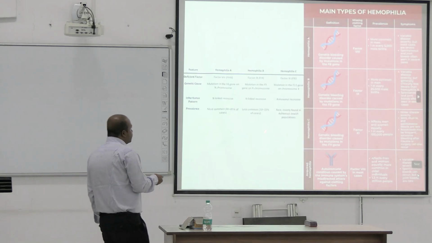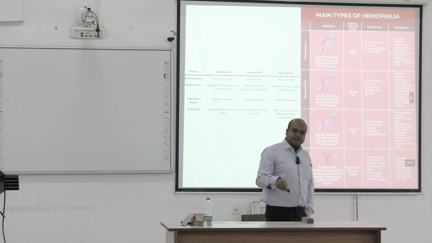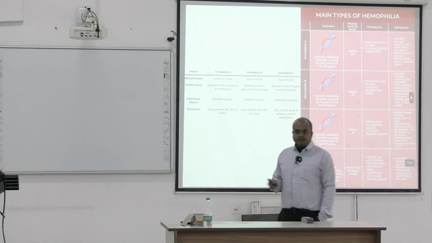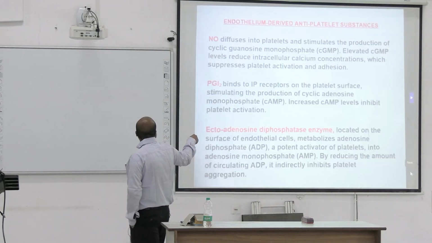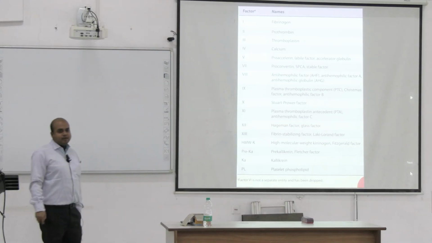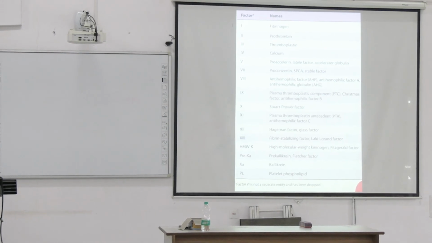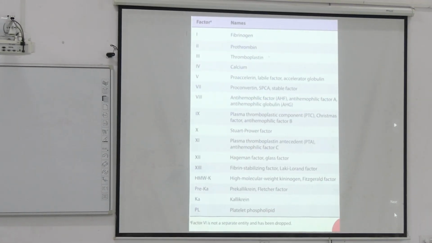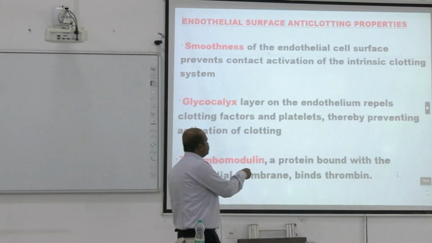But not only factor 8, deficiencies of factors 9 and 11 can also lead to hemophilia, classified as hemophilia A, B, C. That's why this naming, if we come back to the naming: antihemophilic factor A, antihemophilic factor B, antihemophilic factor C. So 8 is antihemophilic factor A, 9 is antihemophilic factor B, and 11 is antihemophilic factor C.